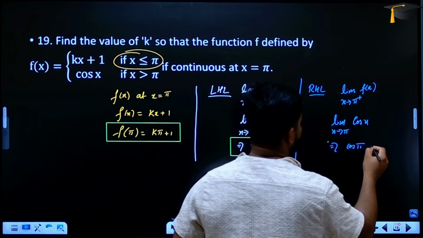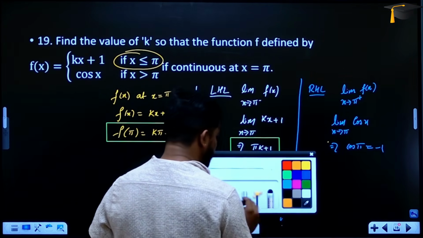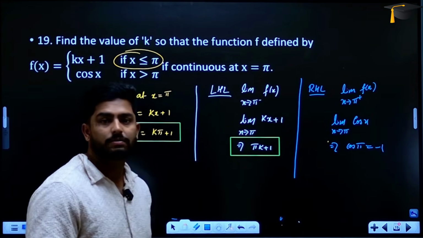So cos pi, that is nothing but minus 1. So remember the cos pi value. Okay, cos pi value is minus 1.